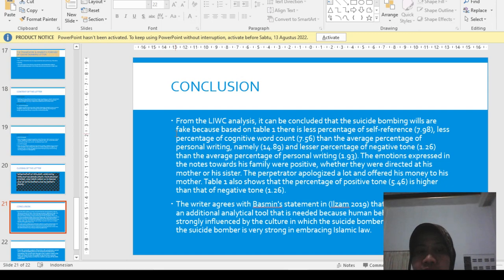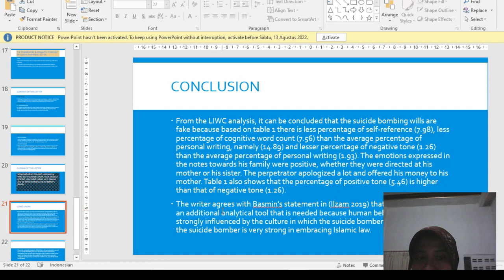And the conclusion is, from the LIWC analysis, it can be concluded that the suicide bombing wills are fake because, based on table 1, there is a lower percentage of self-reference, a lower percentage of cognitive words, and a lower percentage of negative tone. The emotion expressed in the notes toward his family was positive, whether they were directed at his mother or his sister. The perpetrator apologized a lot and offered his money to his mother. Table 1 also shows the percentage of positive tone is higher than negative tone.